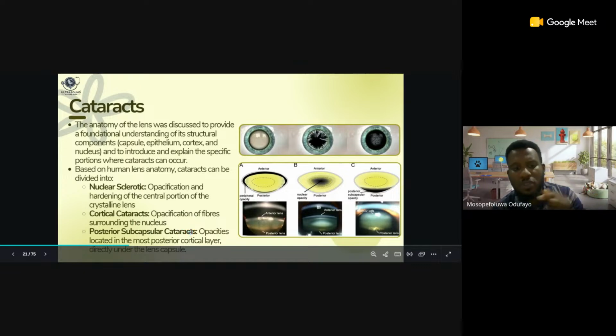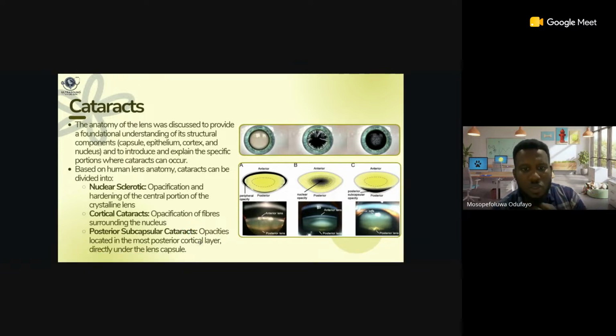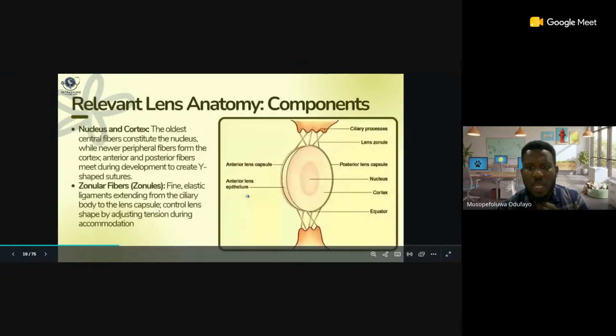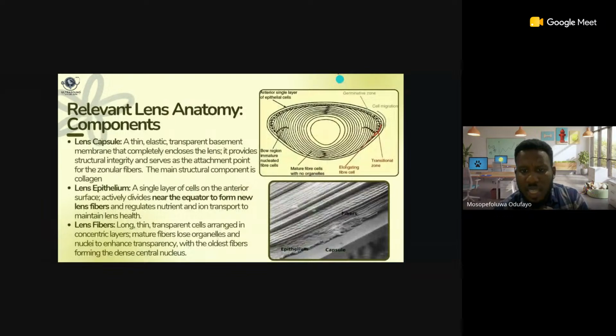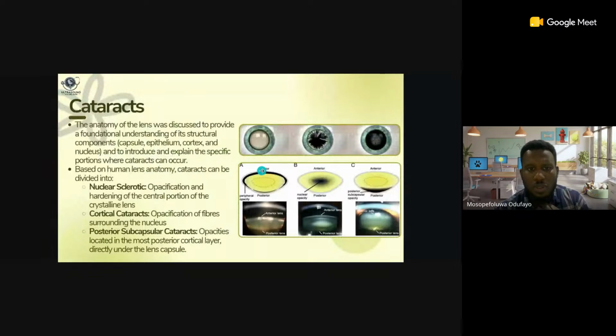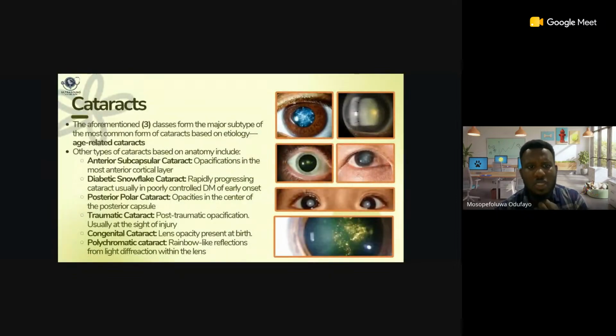Posterior subcapsular cataract, which is where opacities are located in the most posterior cortical layer, just directly under the lens capsule. So if we go back to that electron microscope picture, this is the capsule here, and this is the most posterior lens fibers, and somewhere around here, opacification is occurring. Is that okay? So look at it: cortical cataracts around the cortex, posterior subcapsular cataracts. And what's it called? Nuclear sclerotic cataracts. Those three classes are the most common forms of cataracts in etiology.